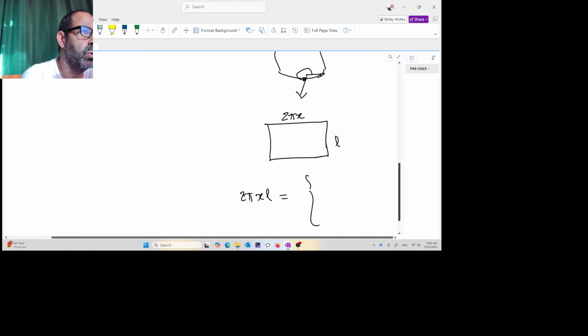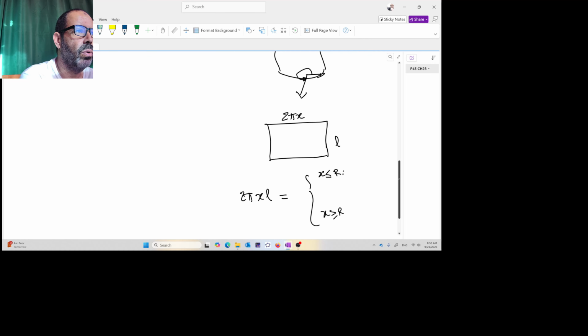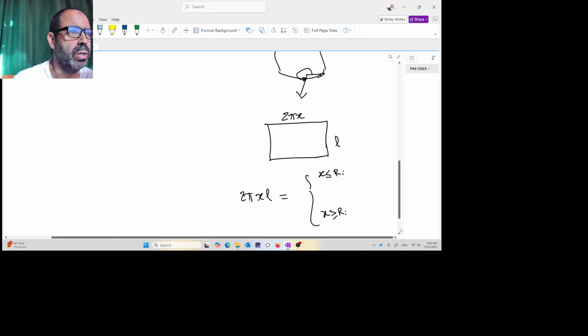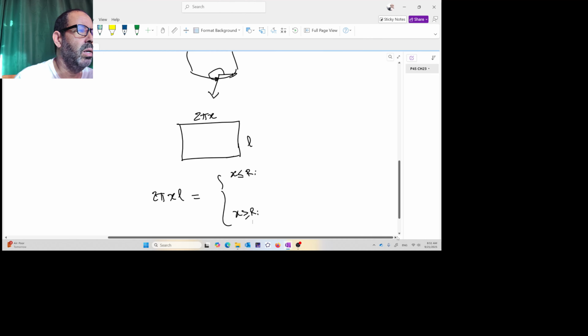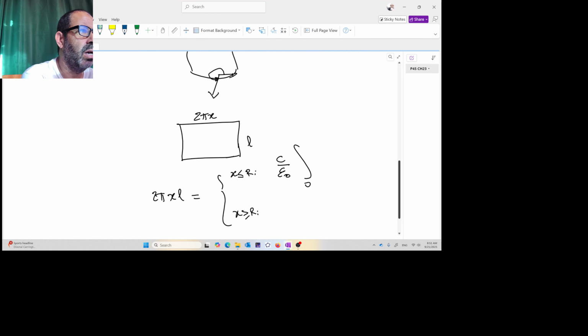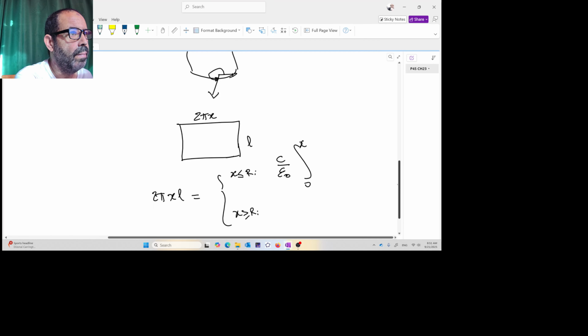This equals, inside for X less than or equal to R, and for X greater than or equal to R, and I'm going to address exactly what happens when X is equal to R, 1 over epsilon naught times the charge enclosed. The charge has a C, of course, and the integral here extends up to X only, where X is less than R, of X cubed times the element of volume dV. And here, that's the integration over dV.